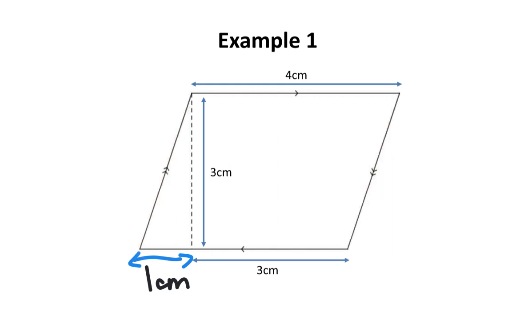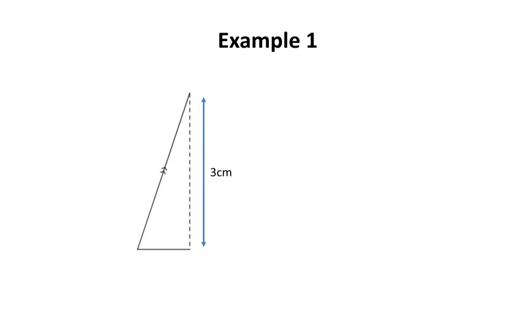What we're going to do is look at this right triangle on its own. As you can see, we are looking at this right triangle on its own. We already know that this distance over here is 1 centimeter. Our goal is to find the length of this slanted side.